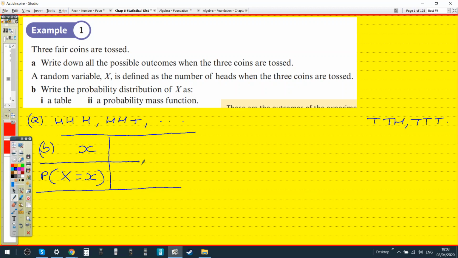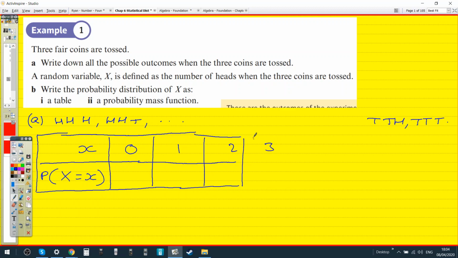3. Are there any other possibilities? That's the maximum. So, is it definitely going to land on heads 3 times? No. So, how many times? Might be twice or once or 0. True. And so the possibilities are 0, or once, or twice, or thrice, 3 times.